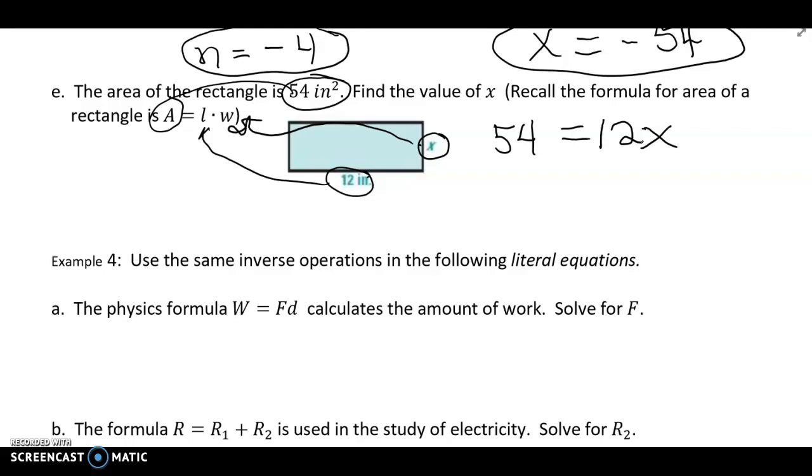All right, so solve for x. We're going to undo the operation. I'm going to do the inverse, which is divide by 12. Okay, so now 12 doesn't go into 54 evenly. All right, so we're going to need our calculator for this one.